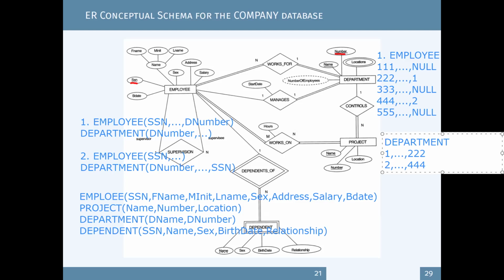Why 2 is best? We know that not all the employees work as managers. If you create an attribute in the employee side, there'll be a lot of empty values because only very few work as managers. So second one will be the best answer. So if you have one-to-one relation, if you use a foreign key approach, the best would be we can have the manager's social security number in the department side.